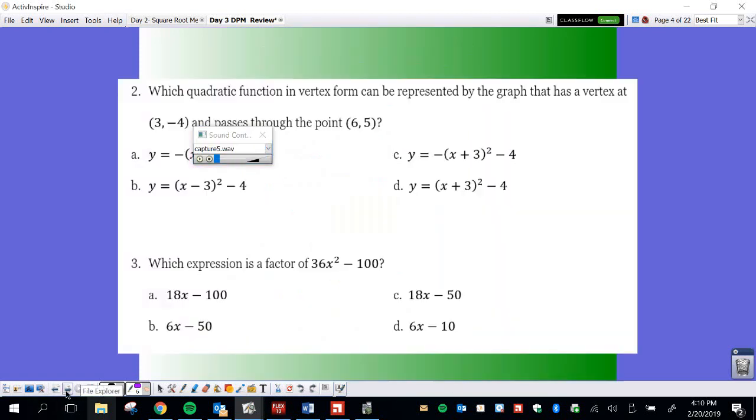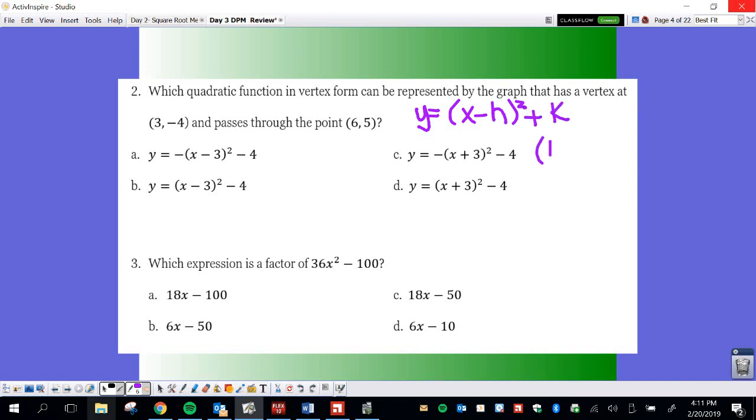Alright, so let's go on to our next set of questions here. So number 2 says which quadratic function in vertex form can be represented by the graph that has a vertex at 3, negative 4 and passes through the point 6, 5. Okay, so here's where you have to remember that vertex form, which is y equals x minus h squared plus k, where h comma k is the vertex. So they've already given us our vertex here, 3 and negative 4. So 3 is my h, and negative 4 is my k.